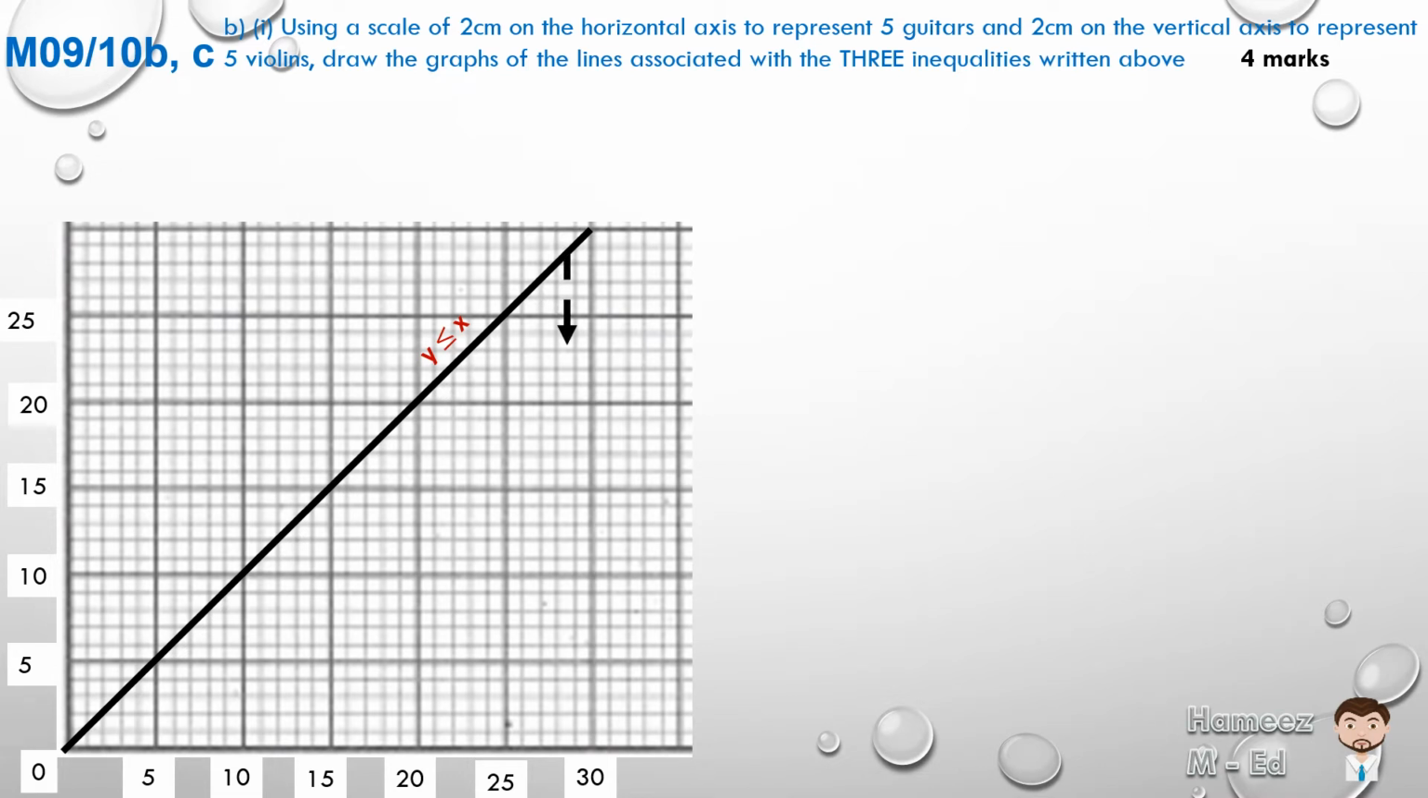If we consider any point on the line, then y is equal to x. At any point below the line, the y value is less than the x value. So that's why we have that arrow indicating that.